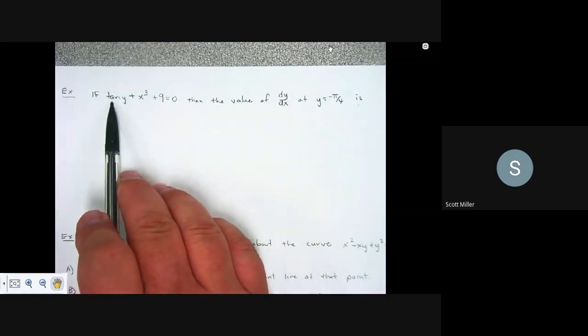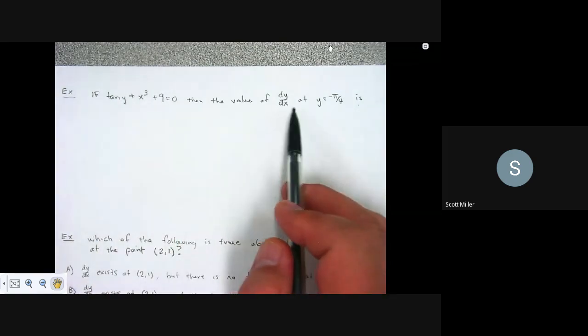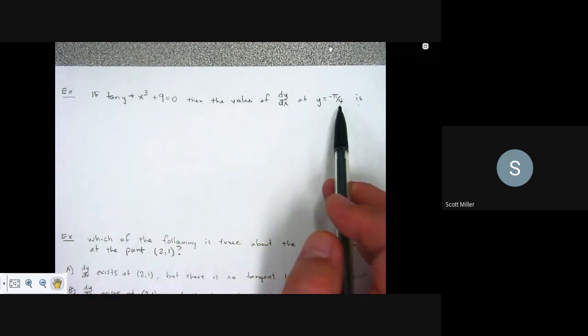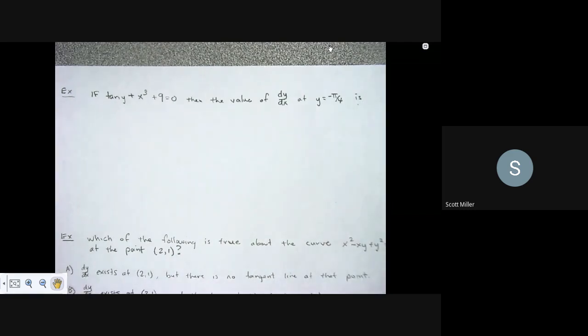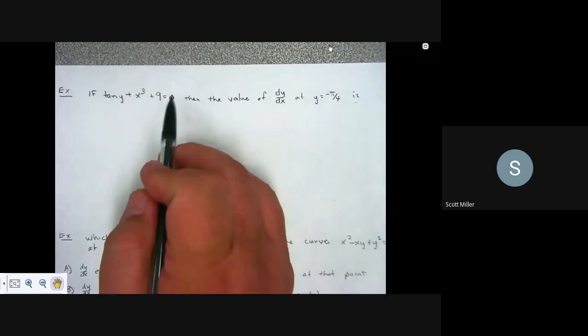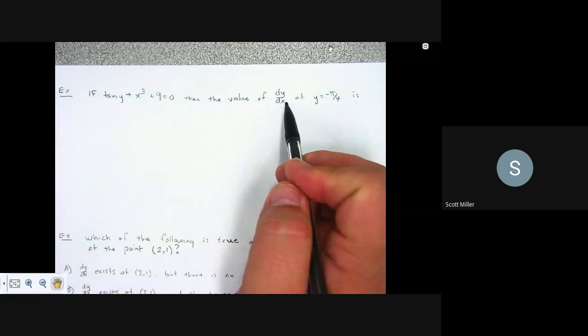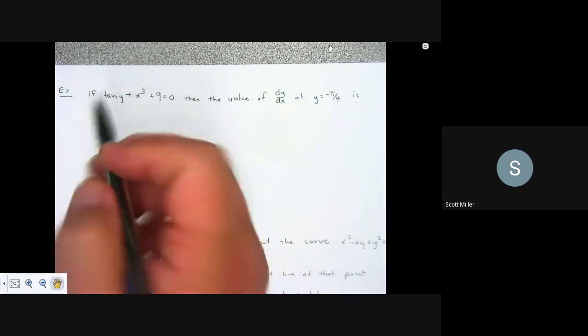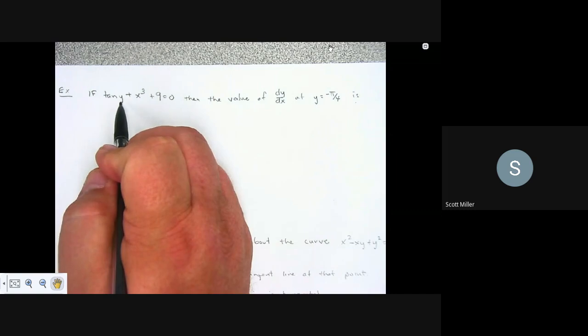If this is the equation I have, then what is the value of dy/dx at y equals negative pi over 4? So I'm going to show you some techniques for this. The first thing I want to do is start over here. Since I'm looking for a dy/dx value, I need to find the derivative, so I'm going to use implicit differentiation.